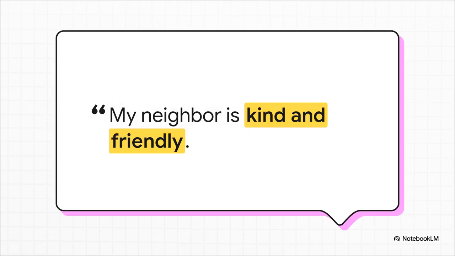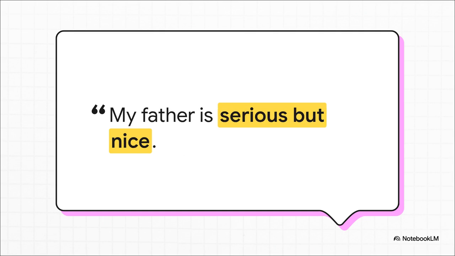So often, the very first thing we reach for is warmth. Words like kind and friendly are our go-to descriptors because they immediately tell us how a person interacts with the world around them. Now get this, because this is where it gets really interesting. We almost never use just one word. Notice that little word but. Serious but nice. We instinctively combine traits, even opposite ones, to show that people are complex.